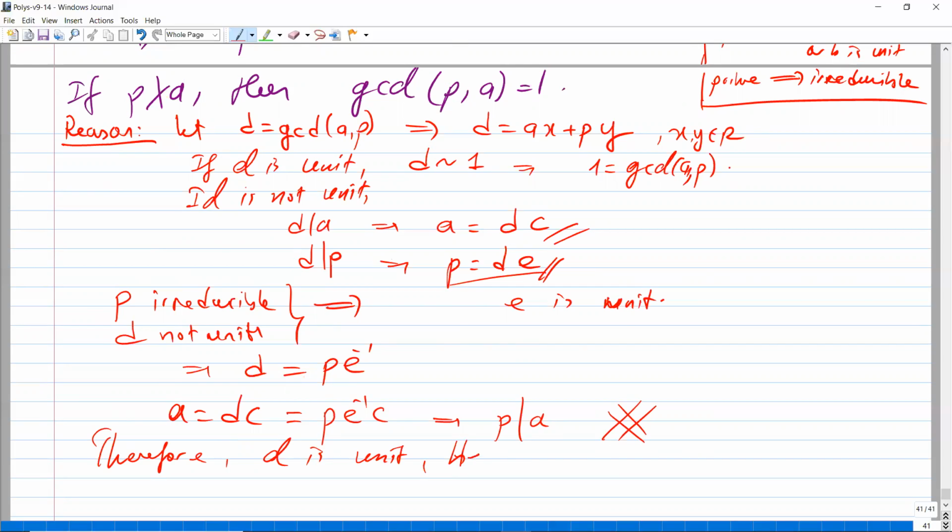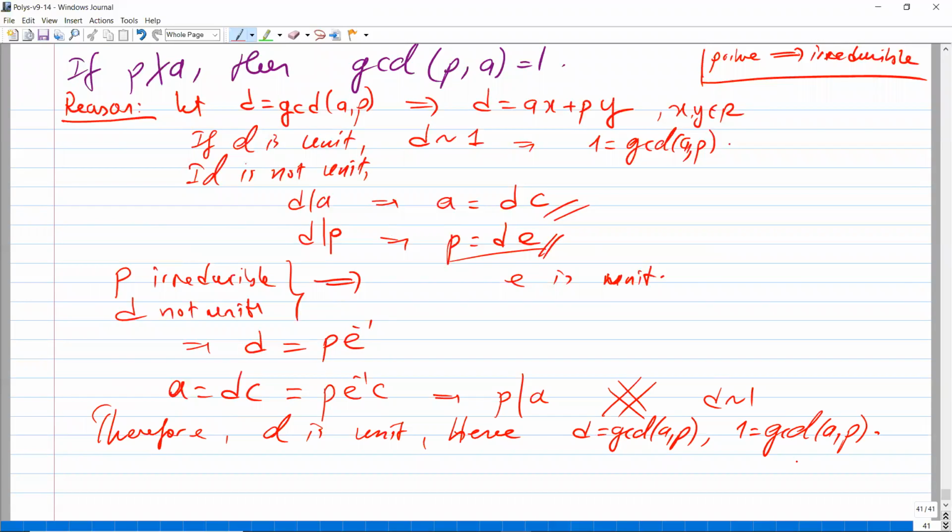Hence D is the greatest common divisor of A and P. Or also 1 is the greatest common divisor because D is associated to 1. So either one. So this is the proof that the greatest common divisor of P and A is 1.